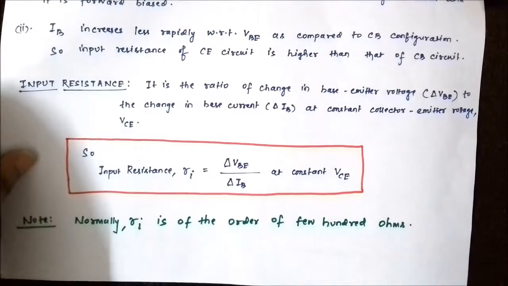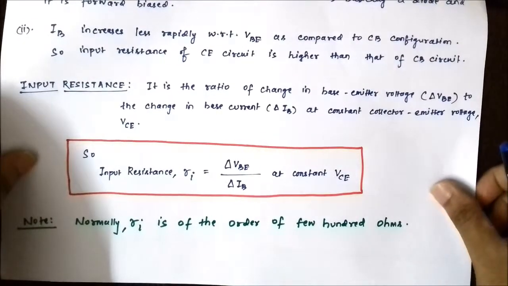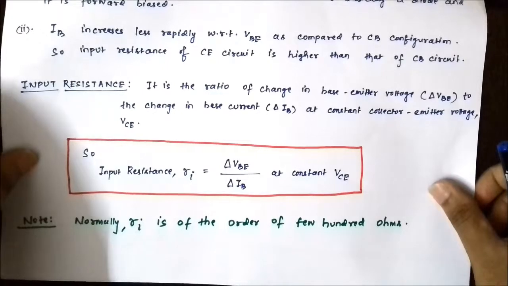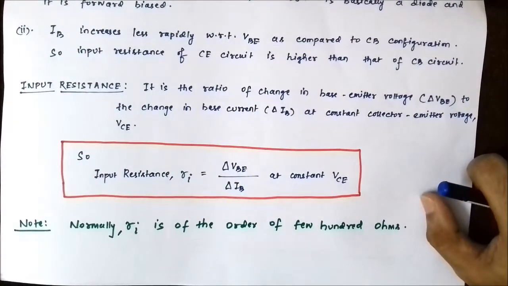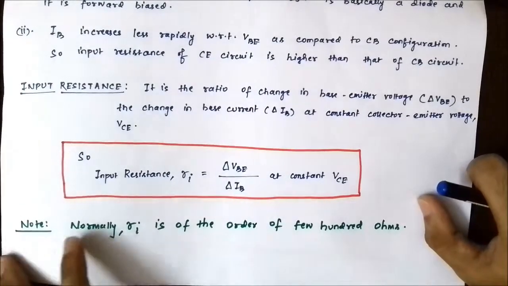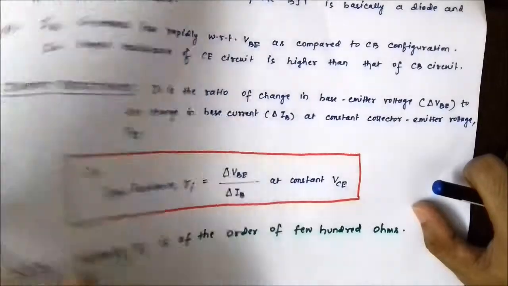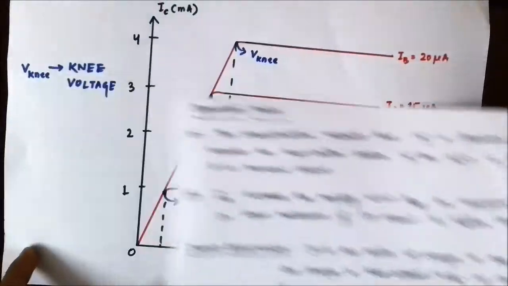Normally, the input resistance is of the order of a few hundred ohms for common emitter configuration, and it is higher as compared to the common base configuration. Okay, so this is the input resistance and input characteristics of common emitter configuration.